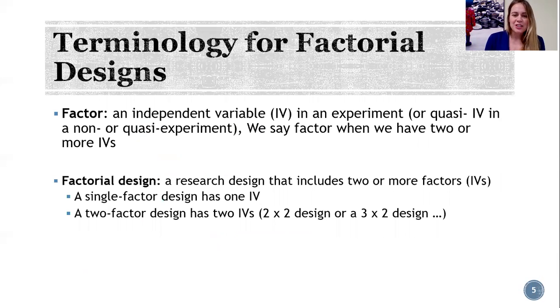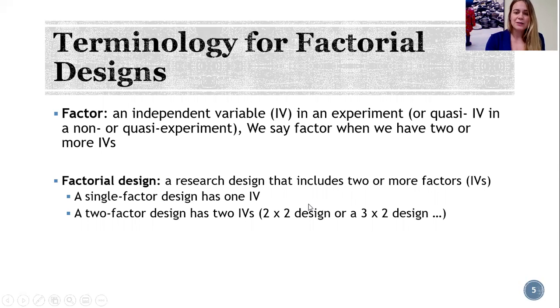So let's give you a bit of terminology. It's called a factorial design just because it's easier to say factor than independent variable. So whenever we have more than one independent variable, we instead call them factors. A factorial design is a research design that includes two or more factors. And we can have lots of different factors in the same design. A single factor design has one independent variable. That's what we've been talking about up until this week. A two-factor design has two independent variables, and we can give it a new notation here depending on the number of levels in each of our factors.